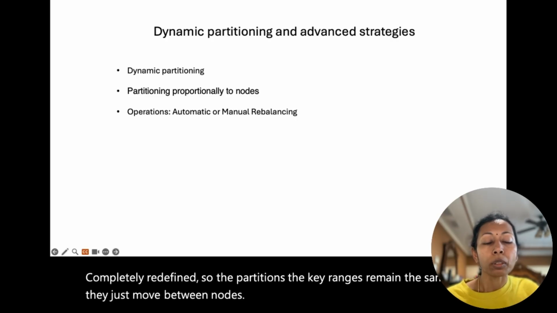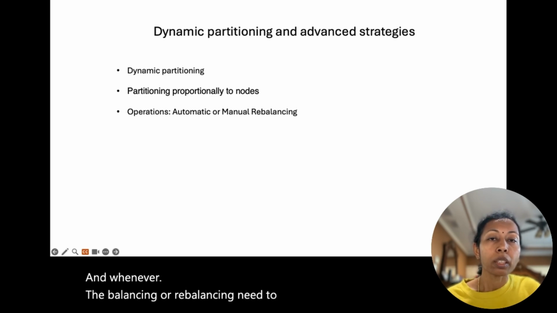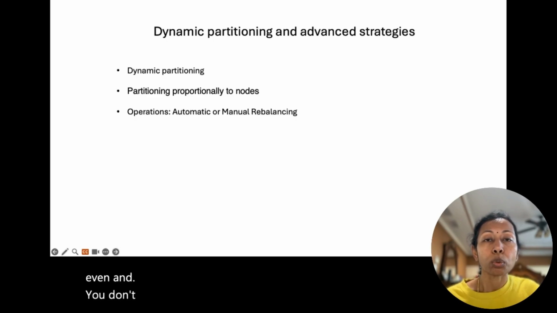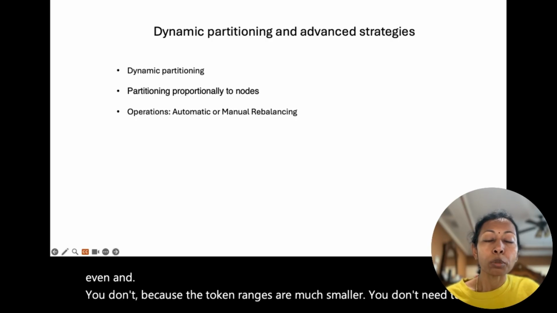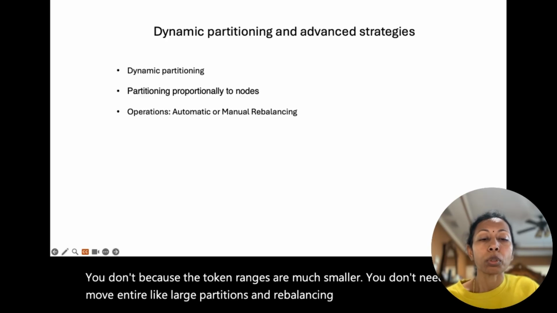And whenever rebalancing needs to happen, the distribution is more even. And because the token ranges are much smaller, you don't need to move entire large partitions, and rebalancing becomes more efficient.